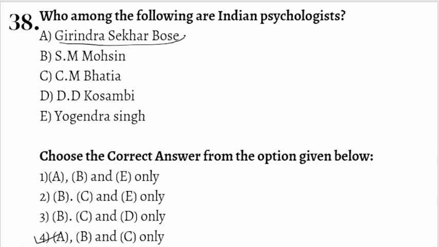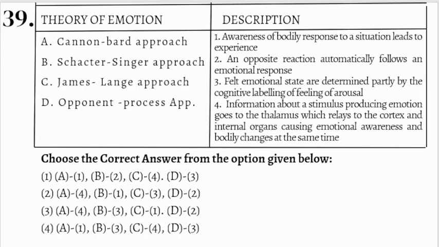Girindrasekhar Bose was one of the very few initial people who started using psychoanalysis in India. S.M. Mohsin has also done a lot of work in experimental psychology. C.M. Bhatia is the Bhatia battery, the intelligence battery that we use. There is no one named Kosambi or Yogendra Singh. So A, B and C are the only viable options here. Moving ahead to question number 39.